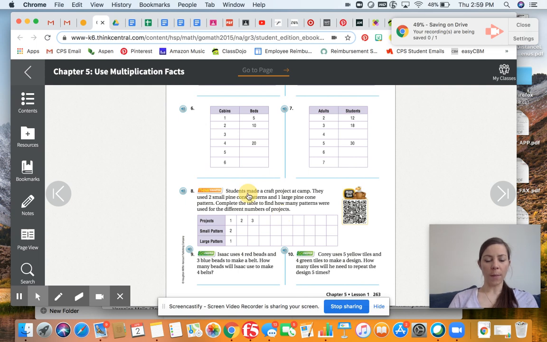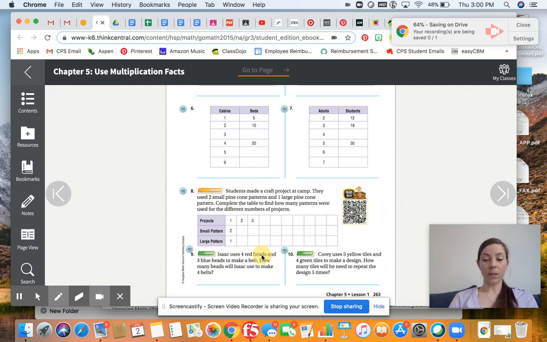Okay, so I'm going to skip down to number 9 for the second cities right now. I think Windy Cities we had to do this too, but I want to come back to number 8 in a second. Okay, so for number 9, it says Isaac uses 4 red beads and 3 blue beads to make a belt. How many beads will Isaac use to make his belt?